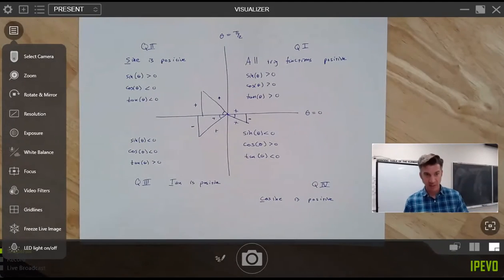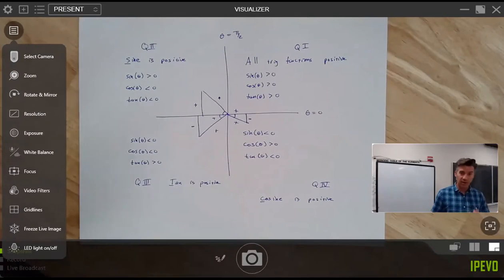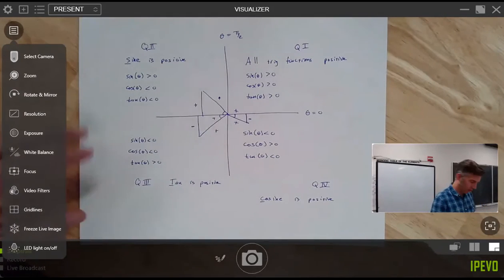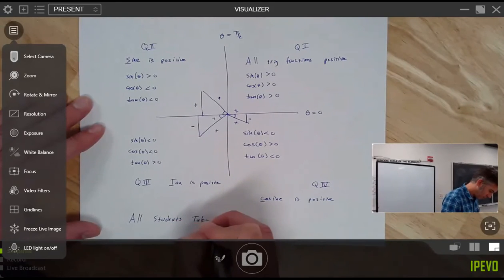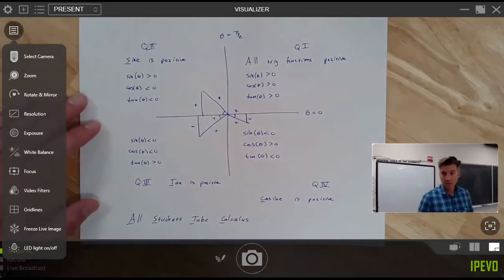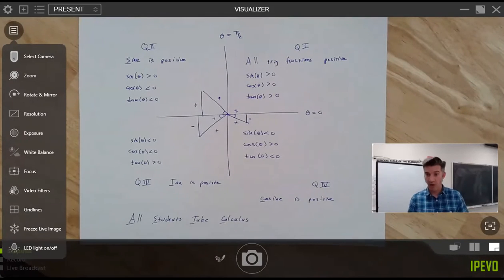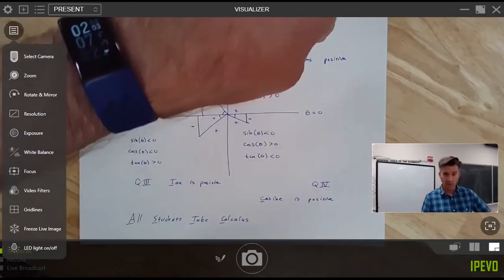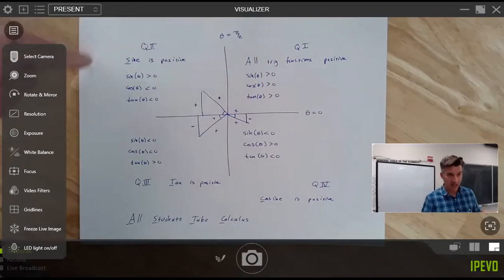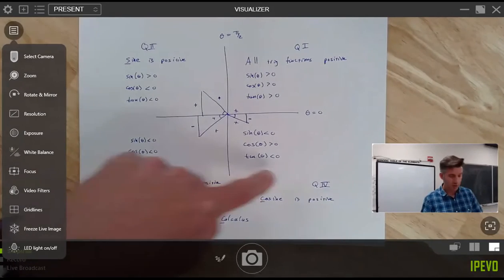So it's a lot of explanation, I know, to get to a mnemonic device I imagine some of you have heard of. All students take calculus. That tells you which of the primary trig functions is positive in the corresponding quadrants. So in quadrants 1, 2, 3, and 4, we have all trig functions are positive, sine is positive, tangent is positive, cosine is positive.